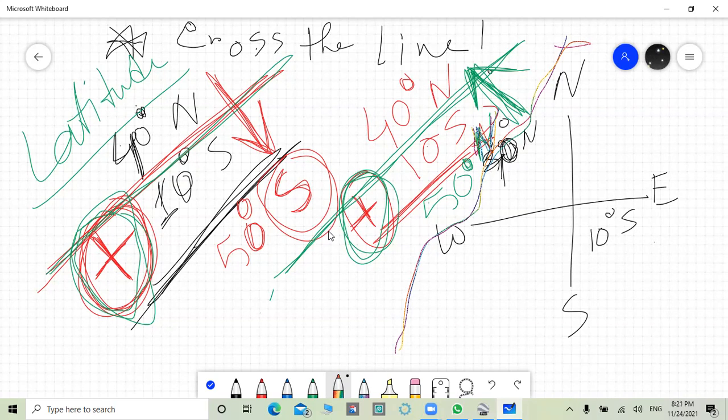The next segment will be the longitude. How to calculate longitude is the same as latitude. When you cross the line, it will be addition. And if you're on the same side, both east or both west, it will be subtraction.